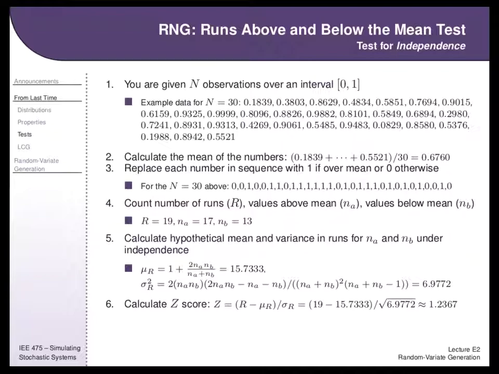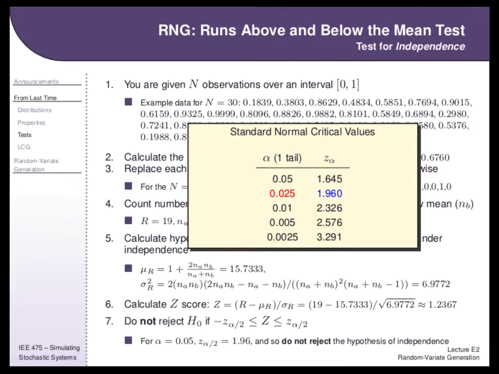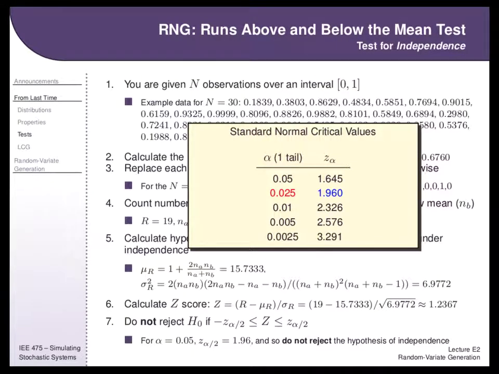Then my question is, is this z-score way out of bounds for the alpha that I chose? And the alpha is 0.05, but because this is a two-tailed test, then if I give you one-tailed critical values, you have to divide it by 2. That's why we put it into the 0.025.